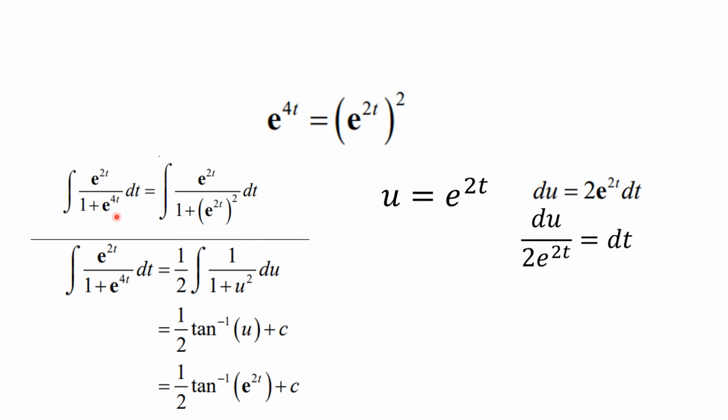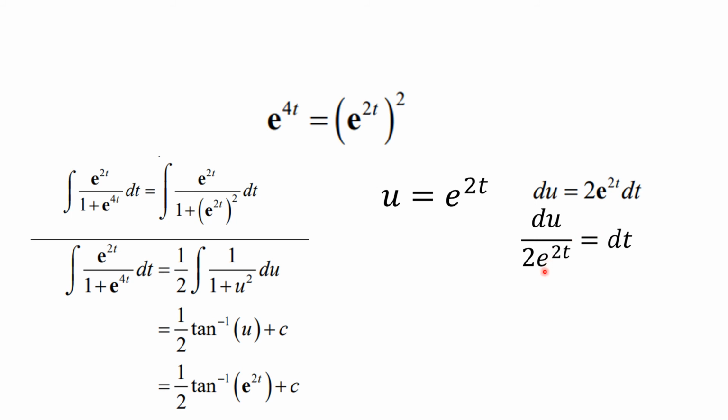This problem you may have had some experience crashing and burning on, but a key to this problem is realizing that e to the 4t is the same thing as e to the 2t whole squared. So that means that the integral that we started out with can be looked at as being e to the 2t over 1 plus, this is e to the 2t whole squared dt. So if I let u equal e to the 2t, then du is equal to 2e to the 2t dt. That means that dt is equal to du over 2e to the 2t.